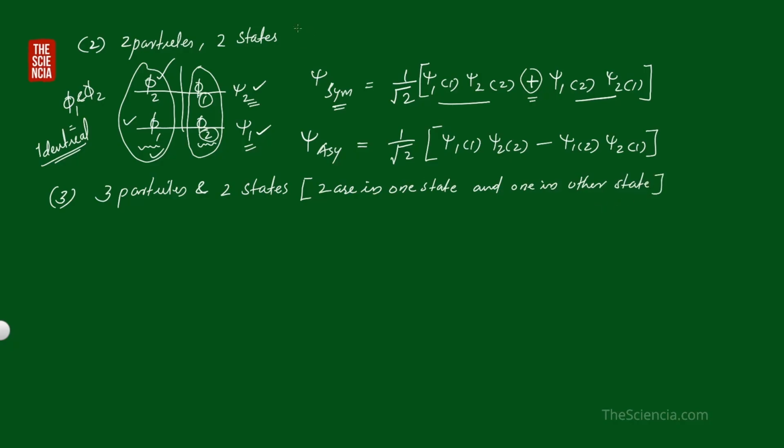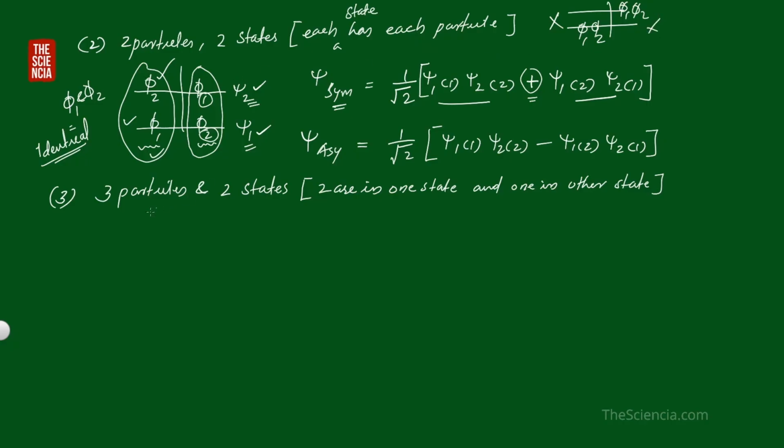Here the condition is each state has each particle. That is why there is no combination like psi 1 here, psi 2 here, or psi 1, psi 2 here. That condition is excluded by this condition, that is each state has each particle. So this is not possible. So this is the only two combination.